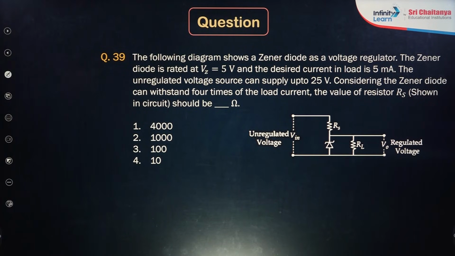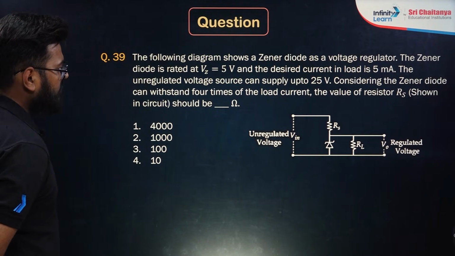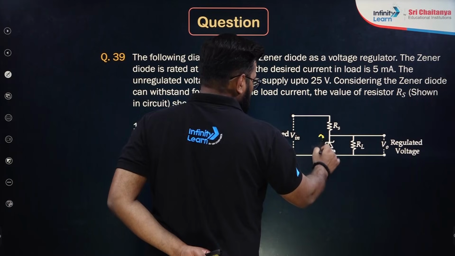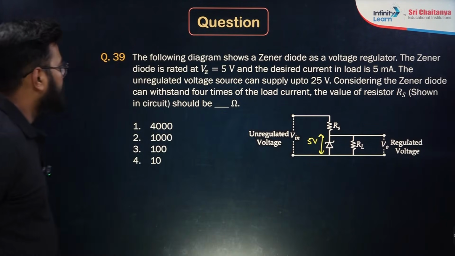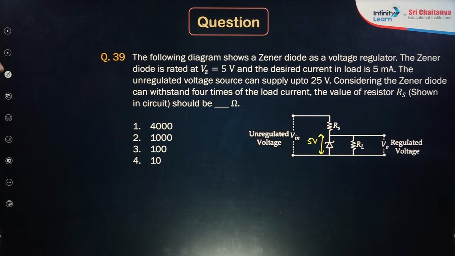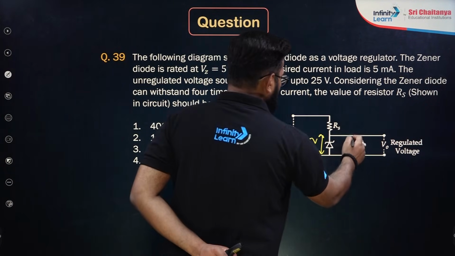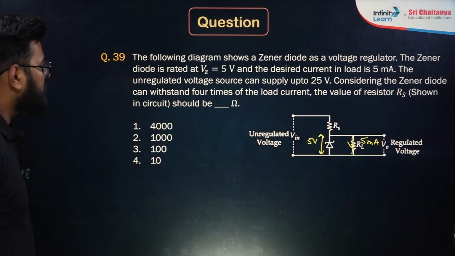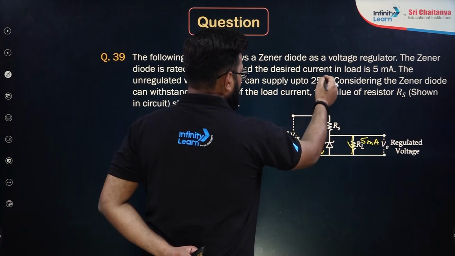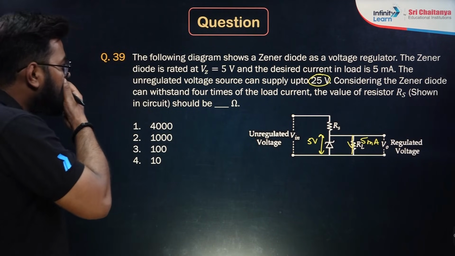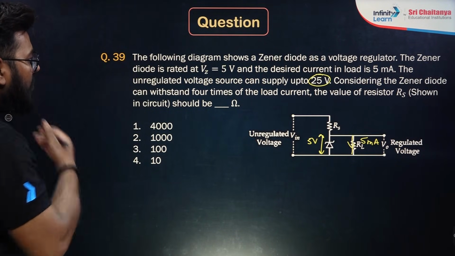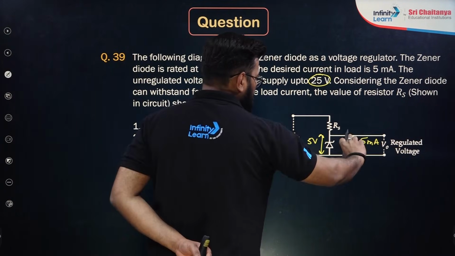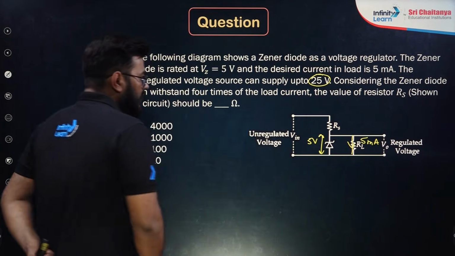Perfect, no problem. So simple point over here, this is under a reverse biasing condition, right? The Zener diode is rated as 5 volts, so it will maintain a 5 volt potential across it, right? And the desired current in the load, so this is the load, the desired current in the load is 5 milliampere. Perfect. The unregulated voltage source can supply up to 25 volt. Considering the Zener diode can withstand 4 times of the load current, the value of resistor Rs will be equal to. Now see, this will make sure that the potential across this is 5 volt, right?